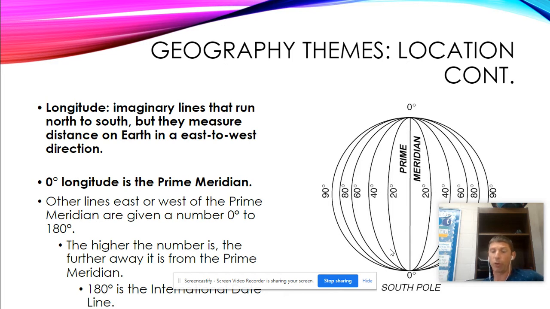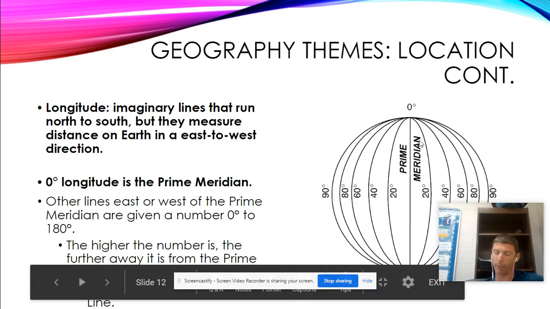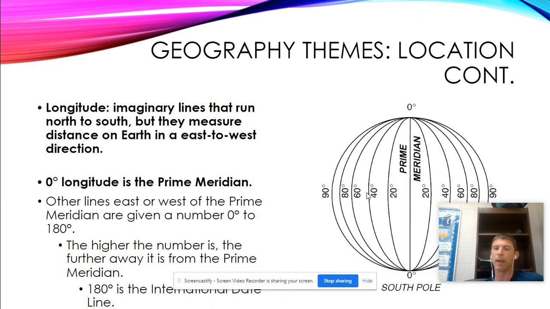So longitude are the lines that run north and south on a map or on a globe, and they are measured east or west of the equator. You can see the prime meridian is here. So if we are this direction, left, which we would say west, we are 20 degrees west of the prime meridian, and then so on.